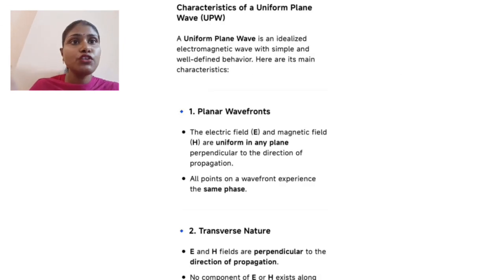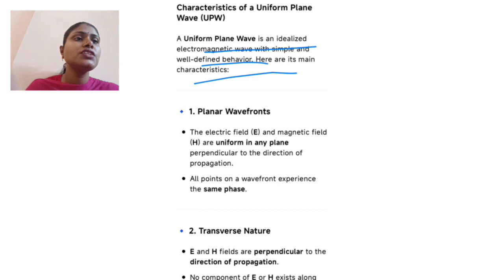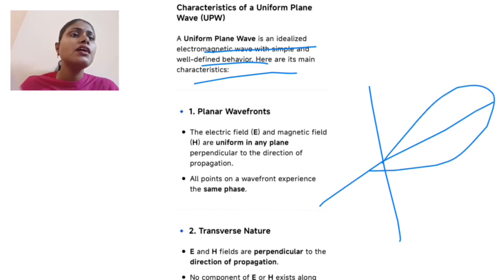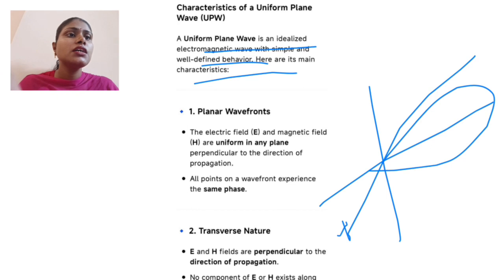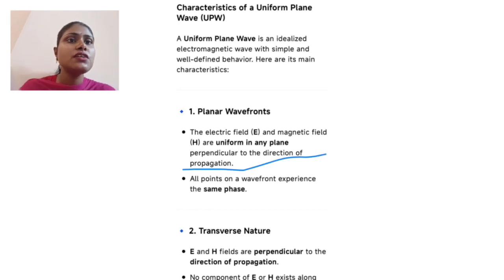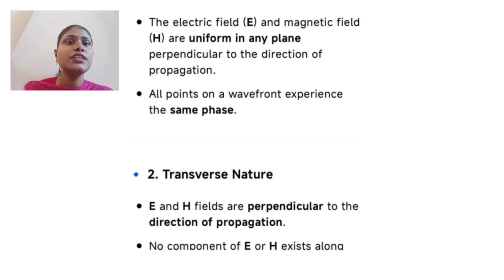Here are some characteristics of uniform plane wave. A uniform plane wave is an idealized electromagnetic wave with simple and well-defined behavior. Here are its main characteristics. This is the direction of propagation everywhere. If you see, it is constant in every phase. Planar wavefronts: the electric field and magnetic field are uniform in the plane and perpendicular to the direction of propagation, as we discussed earlier. All points on the wavefront experience the same phase. And transverse nature: obviously, the electric and magnetic fields are perpendicular to the direction of propagation.